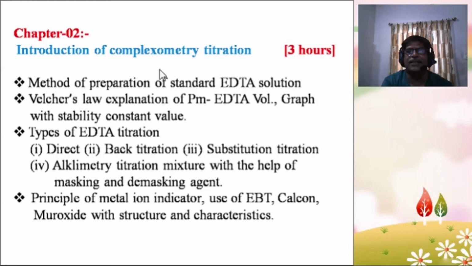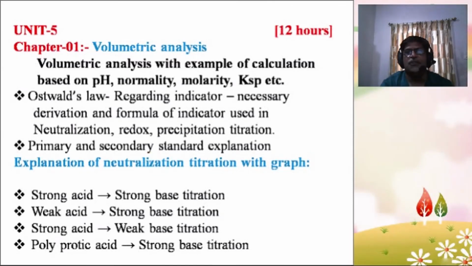Unit 5, Chapter 1, Volumetric Analysis. Outcomes of this chapter: students will learn about volumetric analysis with examples of calculation based on pH, normality, molarity, Ksp, etc. Ostwald's law regarding indicators, necessary deviation and formula of indicators used in neutralization, redox and precipitation titration.